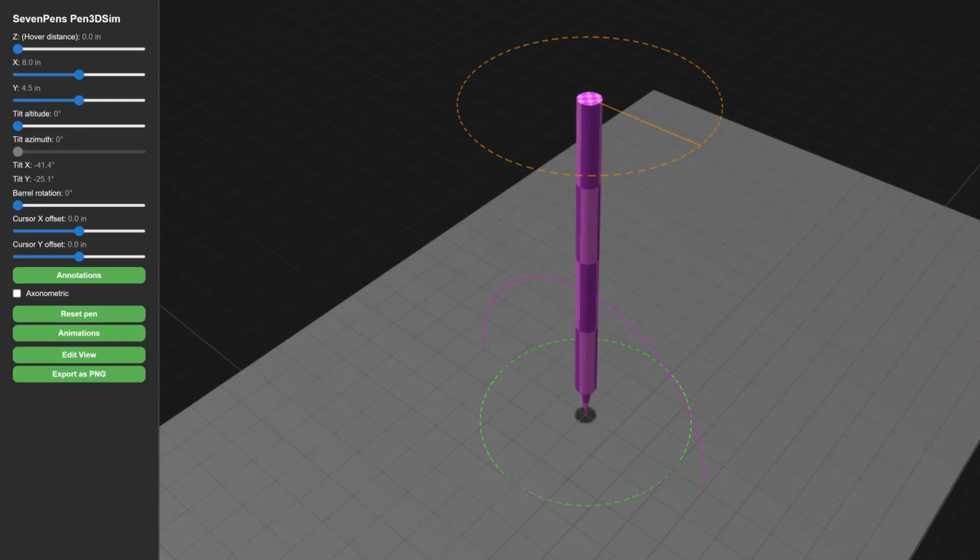There's a dark region directly below the pen. That's the shadow of the pen. This shadow will be a useful guide to what's actually happening as we orient the pen. You see some dotted circles in this simulation. These dotted circles will help us visualize and understand how these three angles rotate the pen.